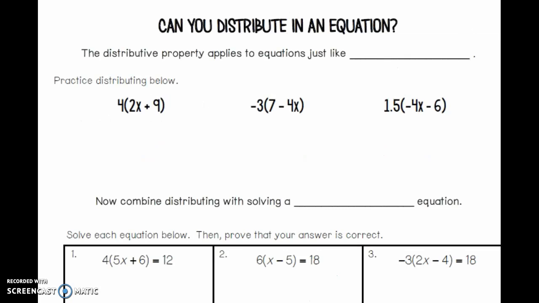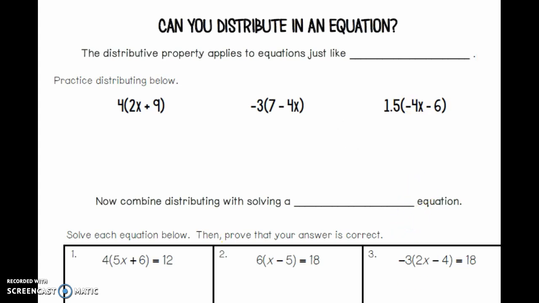Liana is going to try the second one. So Liana, tell us what to do. Negative 3 times positive 7 is negative 21. Good. Plus, because a negative times a negative is a positive, and negative 3 times 4x would be 12x. Beautiful. Tell me why you got positive 12x there. Because negative times negative is positive. Beautiful. Make sure you have this. I'm going to pause it.